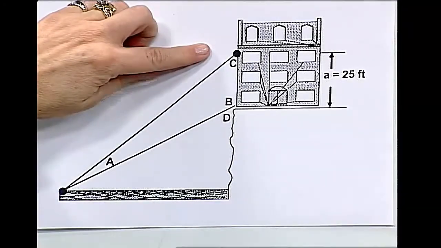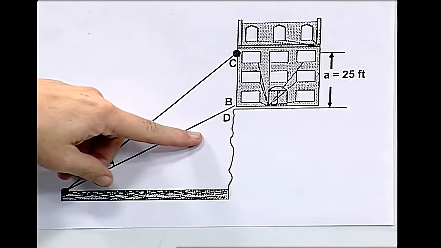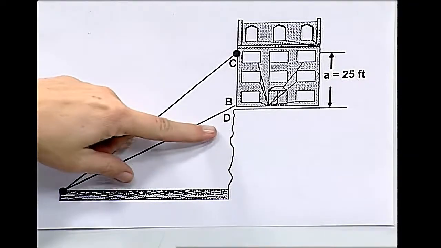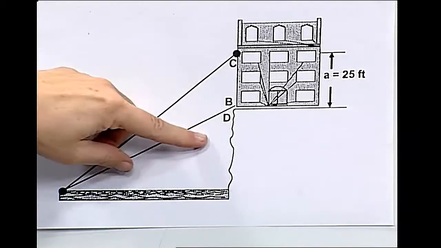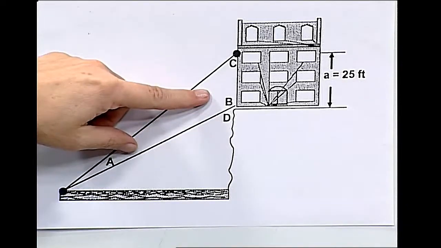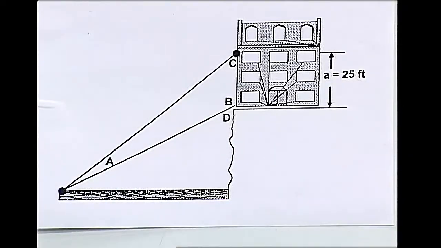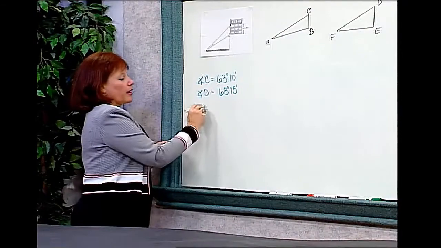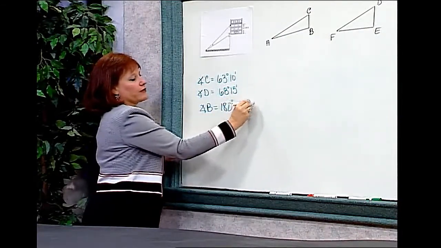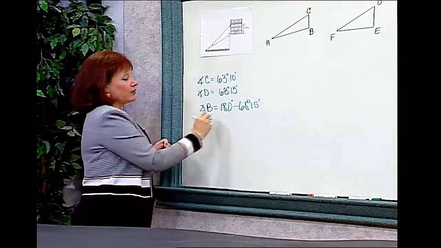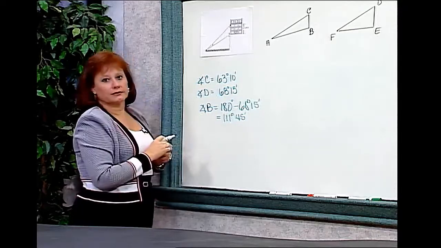We know that angle C equals 63 degrees and 10 minutes, and we do know that angle D equals 68 degrees and 15 minutes. Using this piece of information, we'll be able to find angle B, because angle D and angle B together make a total of 180 degrees since they form a straight line. So to find angle B, I take 180 degrees minus 68 degrees and 15 minutes. When I do that, I find out that angle B is 111 degrees and 45 minutes.